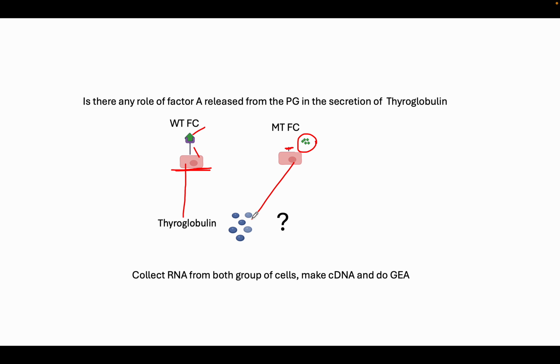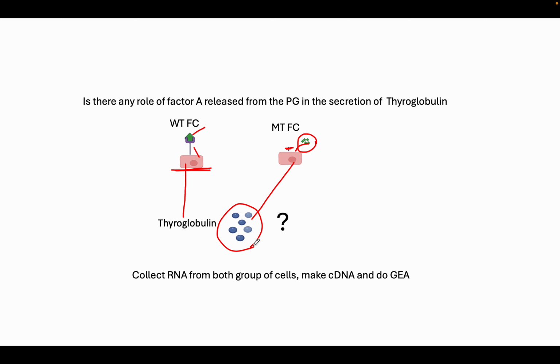So this is now my experiment. I have two groups of cells, one wild type cells, one mutated cells, where I have mutated the receptors for the factor A. And my hypothesis is that actually this factor A, which is now unable to bind with the follicle cells, is responsible for the release of thyroglobulin.